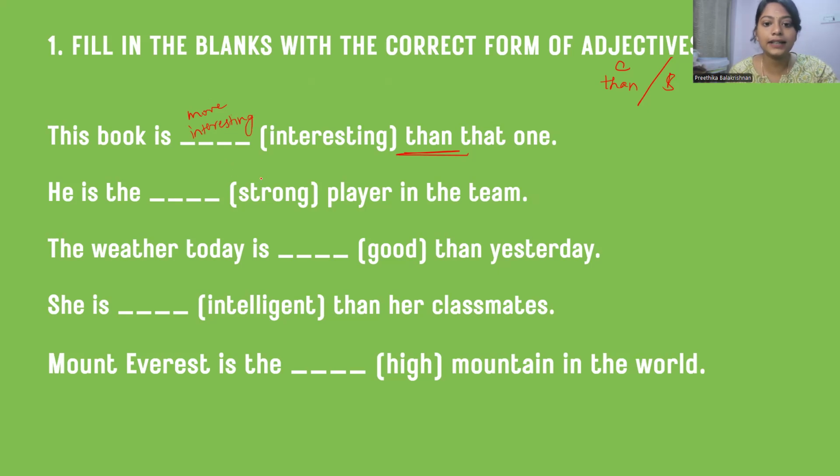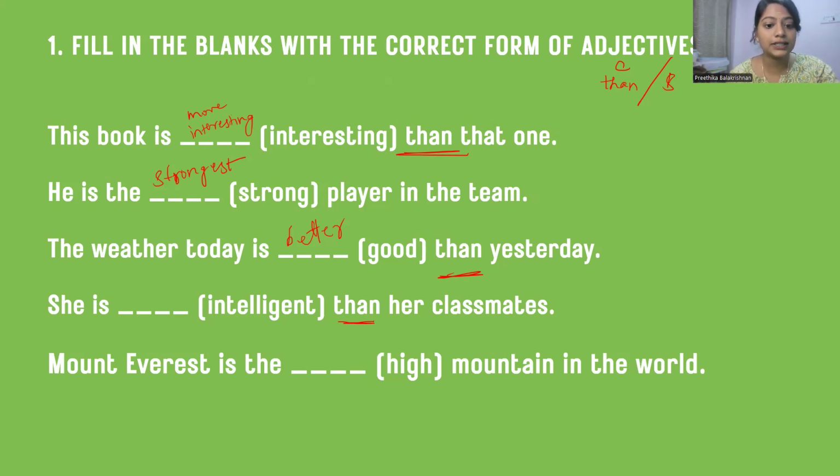He is dash player in the team. Strong is given. The answer is strongest. Okay, the weather today is good than yesterday is given. So good has minimal understanding. It is comparing today with yesterday, so it's better. It has than in it. Whenever than is there, we will mostly use the comparative adjective.